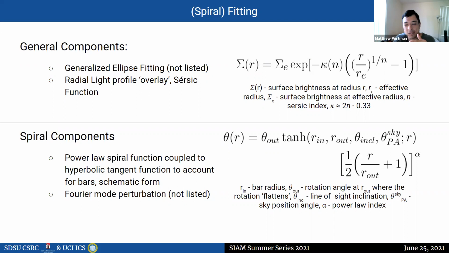The angle at which we see those arms, with respect to r, the radius. And I do have the full functional form of the hyperbolic tangent function, but for us, the spiral power law essentially is dependent on this theta out parameter, r, the radius, r out, which is kind of related to theta out, and then alpha, which is a power law index, and it controls the spiral much in the same way that the Sersic index controls the Sersic function. So of the parameters that are important here, I would say alpha, theta out, and r out.